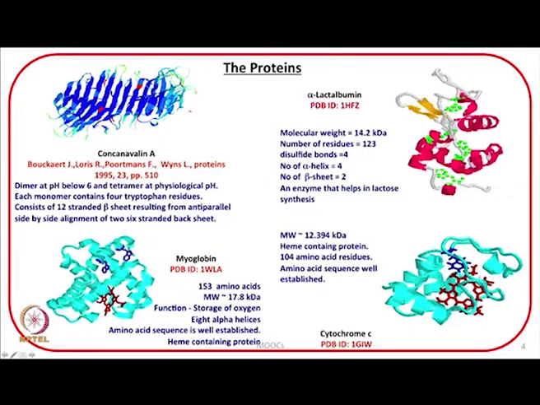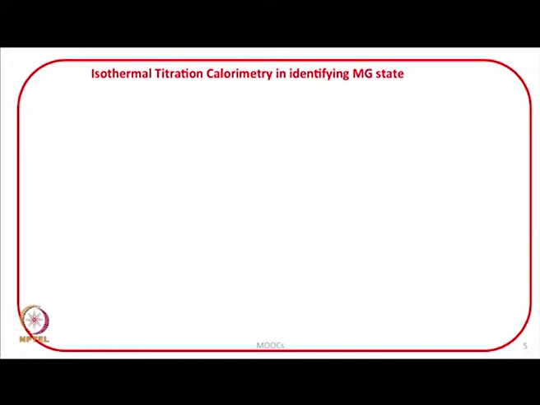And earlier I also took the example of cytochrome C, that is, if we reduce the pH to about 1.5 or 1.8 and then introduce some large anions, this protein can also be pushed into molten globule states. And there are other examples also with these two and a few more proteins. Now let us discuss isothermal titration calorimetry in identifying the molten globule state.